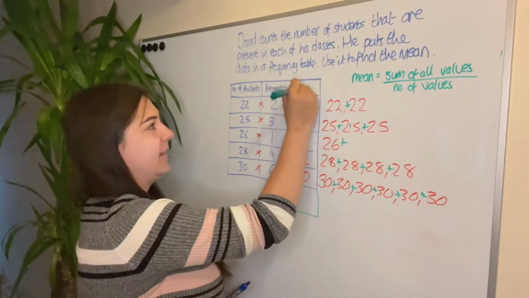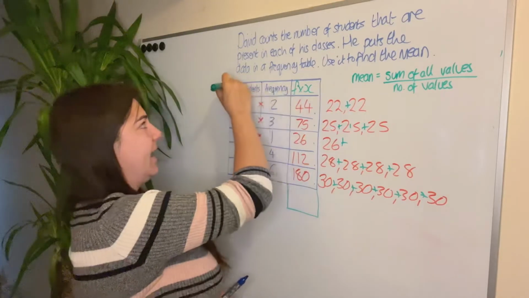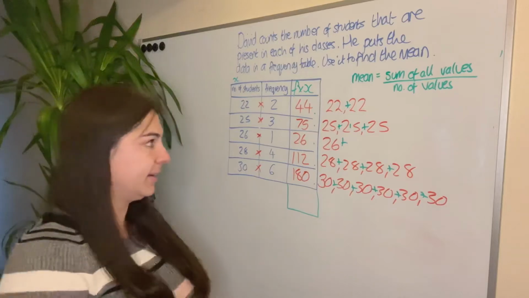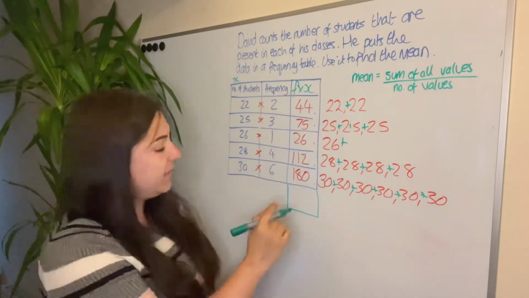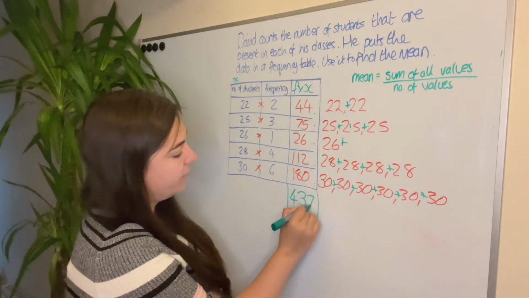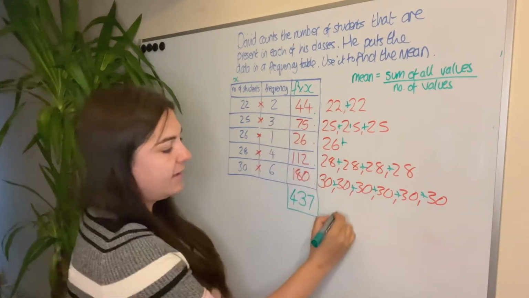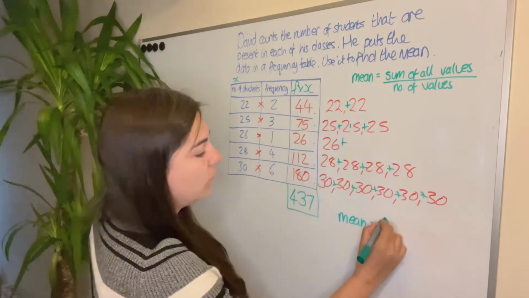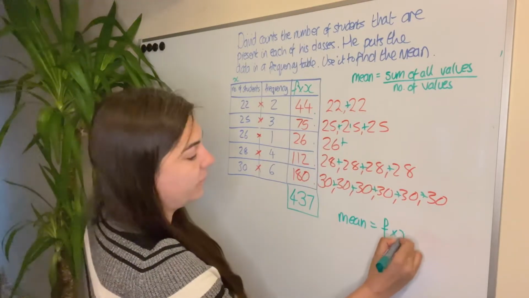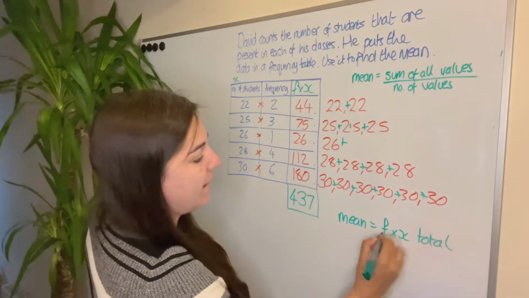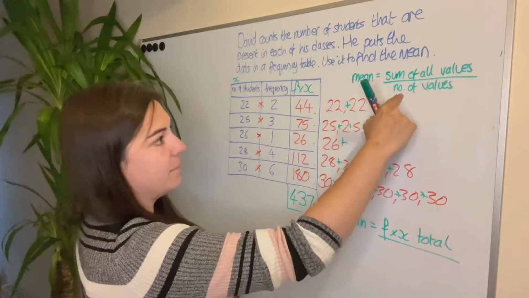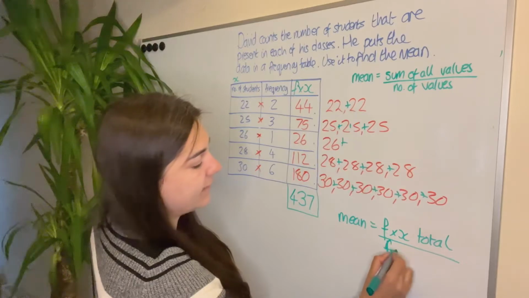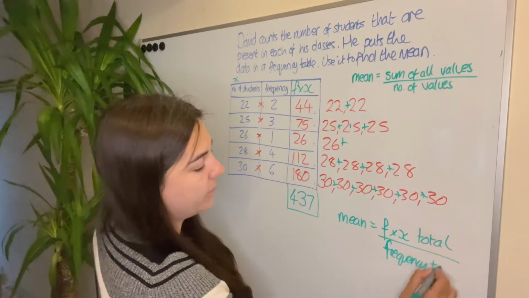We might want to fill this in as f times by x. X just represents the values you've been given. So in this case, the students in the class. So adding all these numbers up together would give me 437. So that is the sum of all my values, or the f times x total. And I always divide that by the number of values, which is the frequency column total.